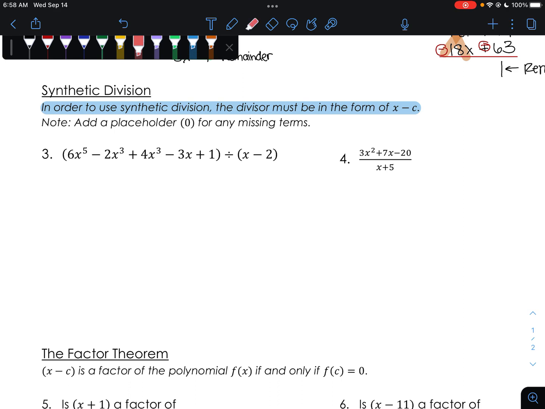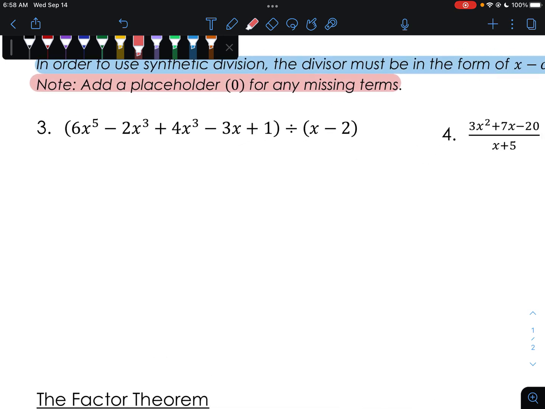Now, note, same as before, if we're missing any terms, we have to add in a 0 for a placeholder. So if I look at what I have, 6x to the 5th, and it jumps to negative 2x to the 3rd. So I am missing a term right here, and that should be a 0x to the 4th. And then I also see that I have a typo right here. This 3 should be a 2. Okay, so if it doesn't match that, make sure you fix it. If it does match that, then you're fine.